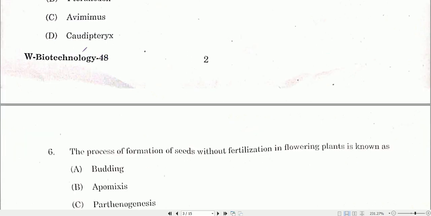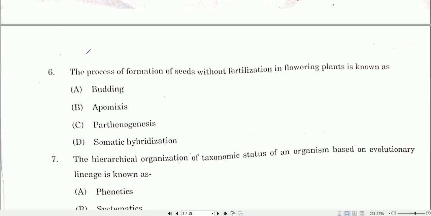Next, coming to question number 6. The process of formation of seeds without fertilization in flowering plants. It is a very easy question. So that will be apomixis. Apomixis is the formation of seeds without fertilization. So option B will be the correct one.